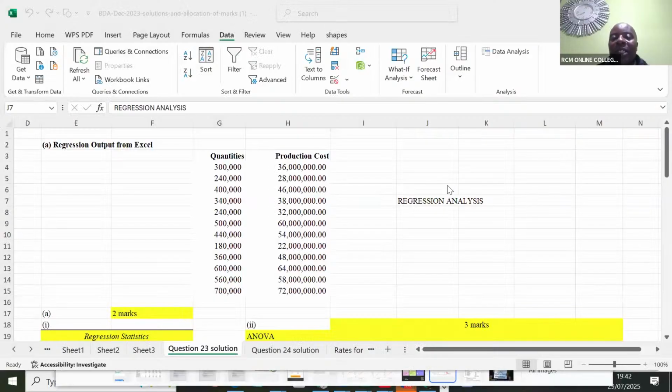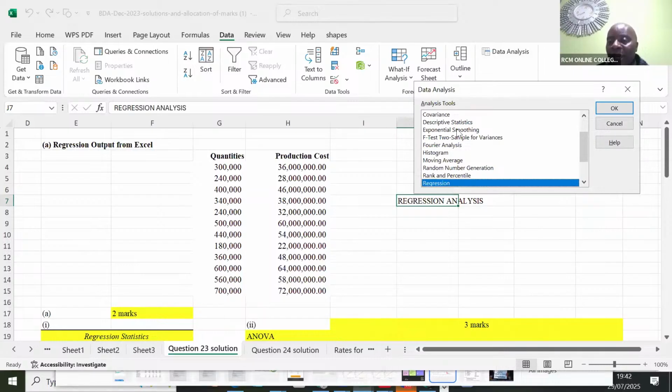Now, ladies and gentlemen, please listen to me very well. Whenever it comes to regression analysis, this really is the easiest topic, remember. So what are we supposed to do? Once you're able to get this Data Analysis tool, if it is here, click it. Then you see there are very, very many tools. So you come here and find Regression. You click on Regression, then say OK.